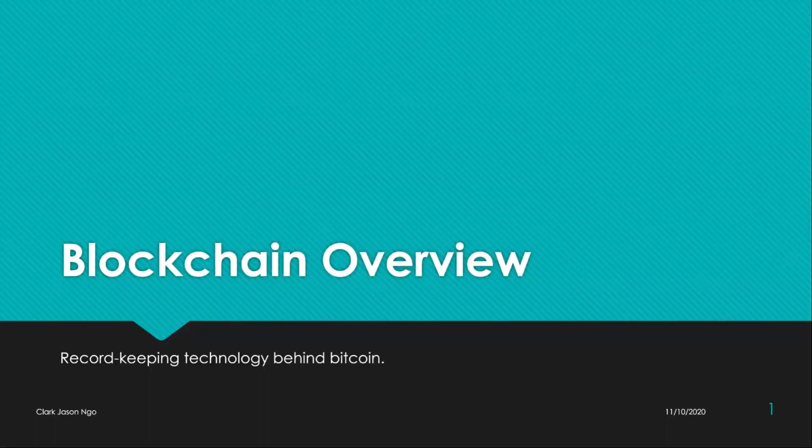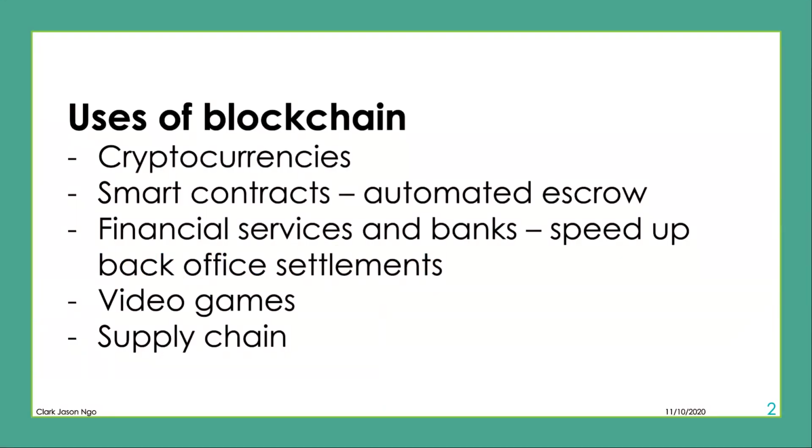So blockchain overview, right? It's the record keeping technology behind Bitcoin. Uses of blockchain include cryptocurrencies and smart contracts, let's say automated escrow, right? So again, these are contracts, but built from code. Financial services and banks use it to speed up back office settlements, video games as well, and supply chain, right? And you see the supply chain, so that's one of the ITSM, right?